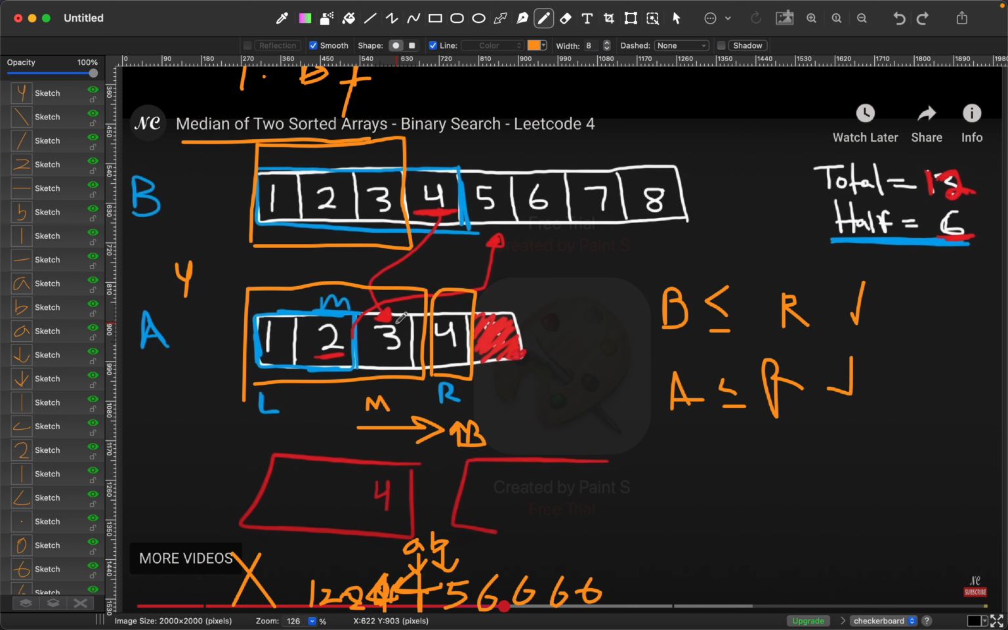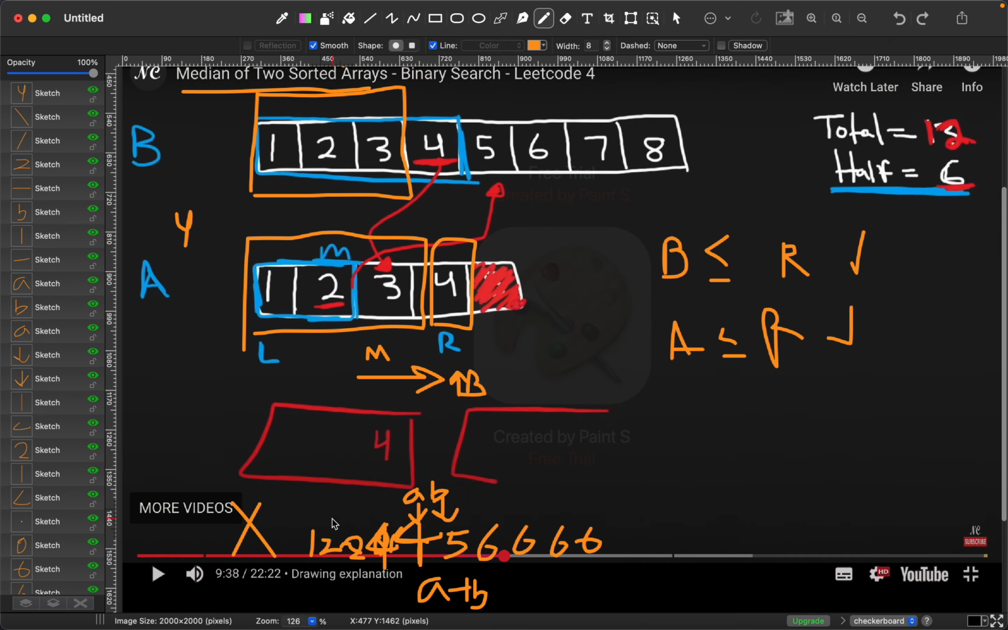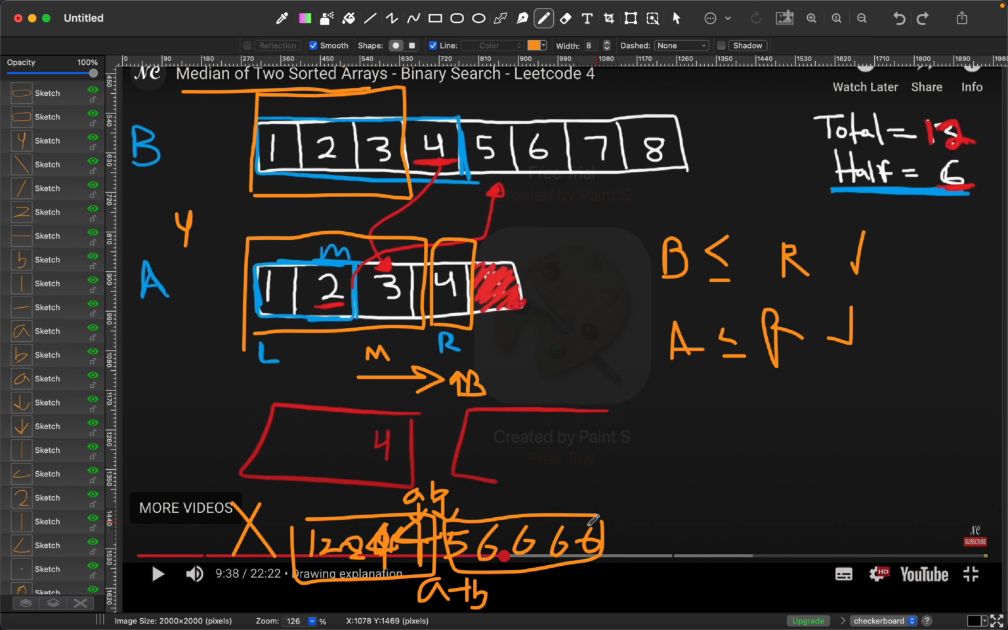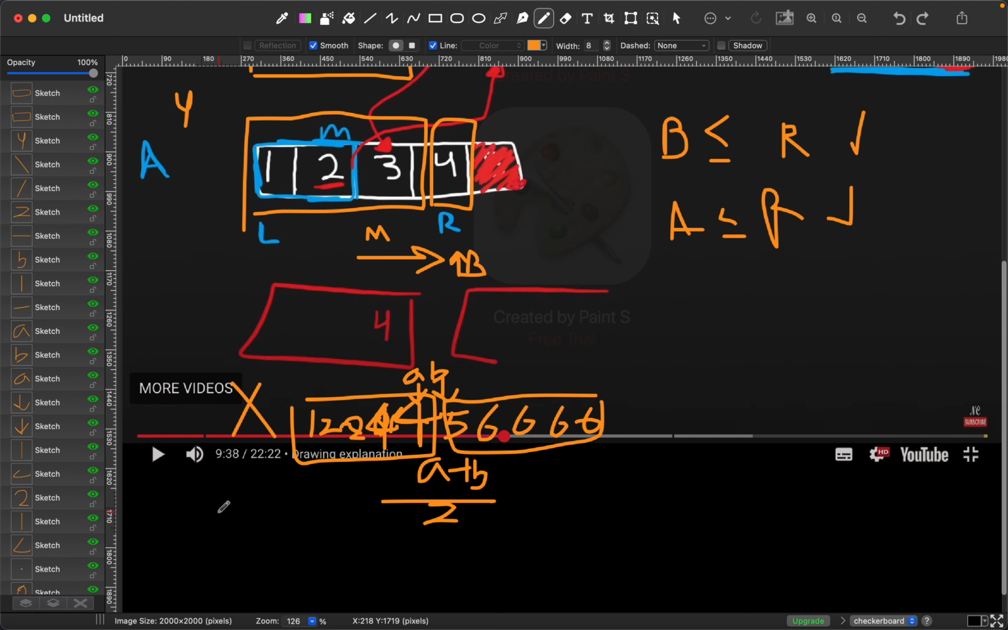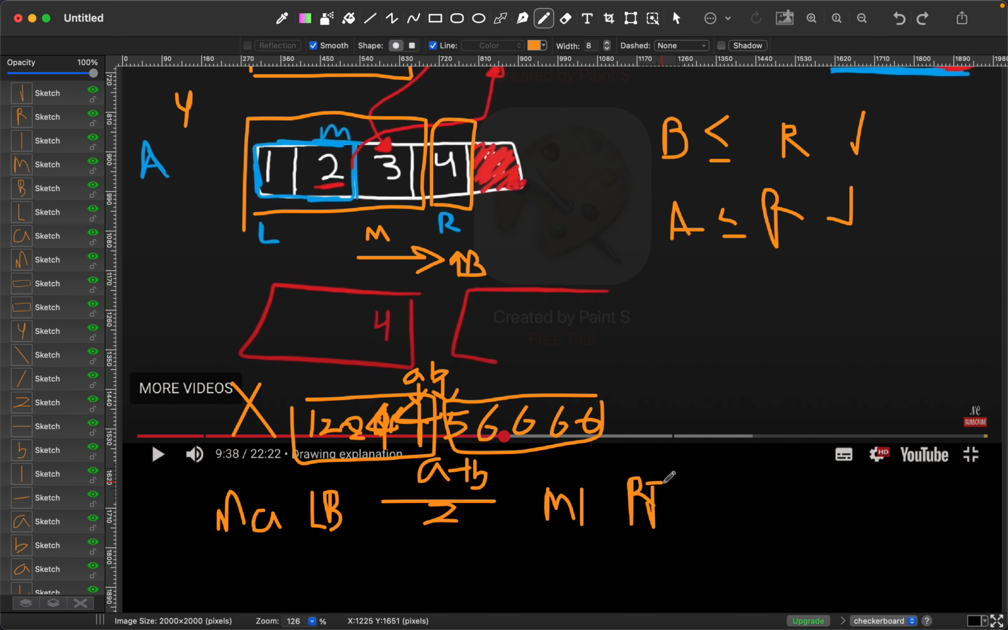So what we're trying to say over here is that if you were to see this one, it is basically the max of the left box. And here is the minimum of the right box. That's what we are going to do. This one is A, this one is B.